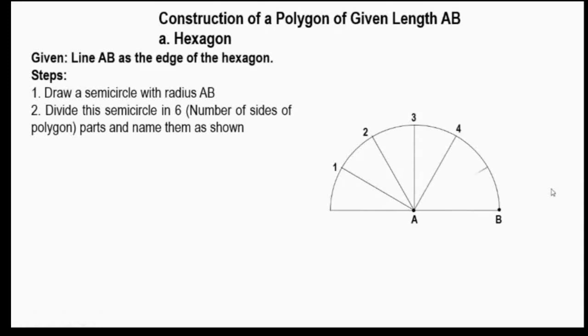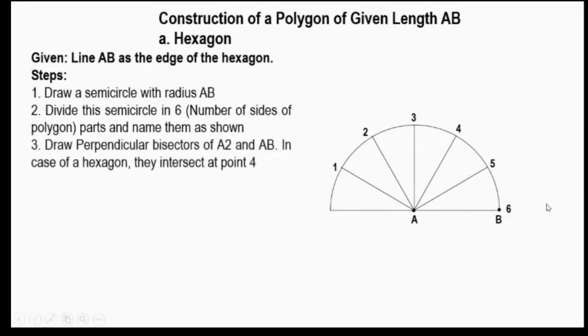And point B should be the last point. So in our case, point B is the same as point number 6. You'll see here, starting from the other side of B, write the names 1, 2, 3, 4, 5, and 6, such that point B is point number 6. Then draw perpendicular bisectors of A2 and AB.